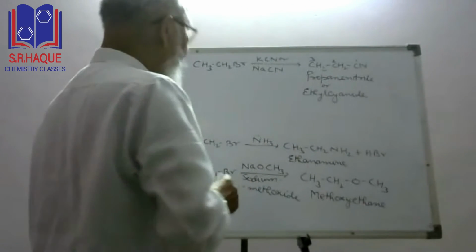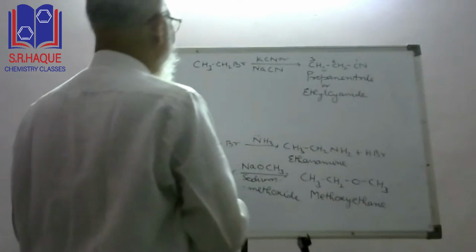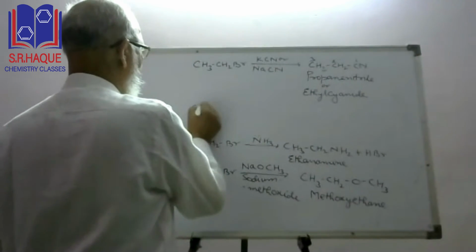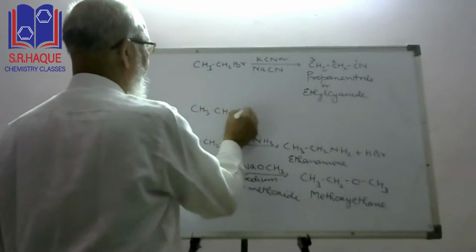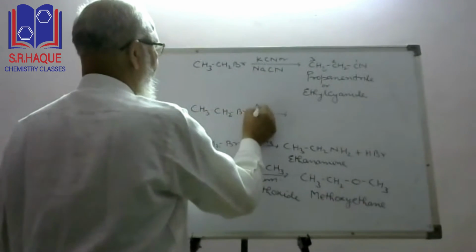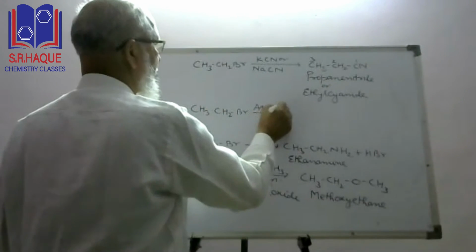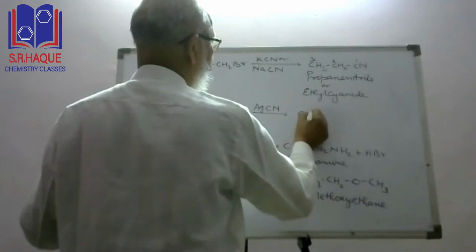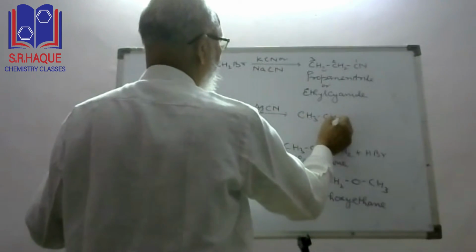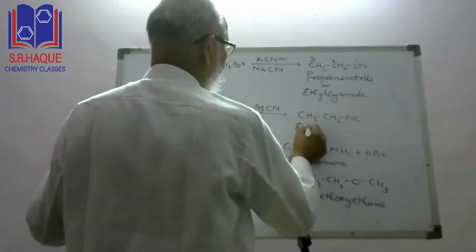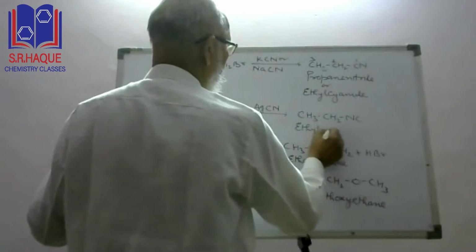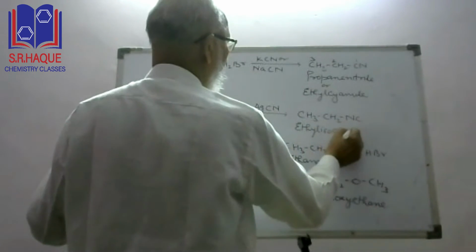But if there is reaction of CH3CH2Br, the alkyl halide, with AgCN, there is formation of CH3CH2NC, ethyl isocyanide or ethyl carbylamine.